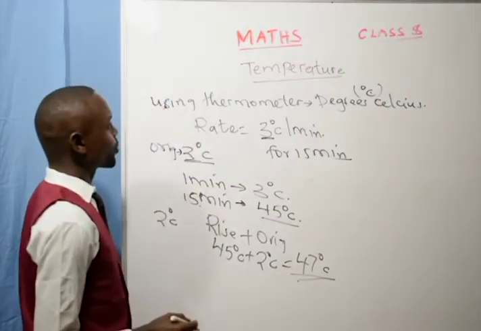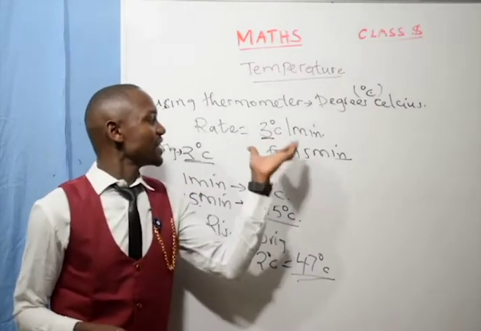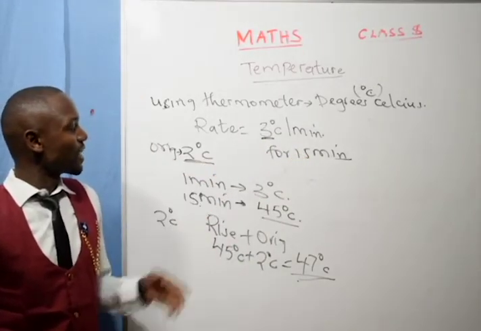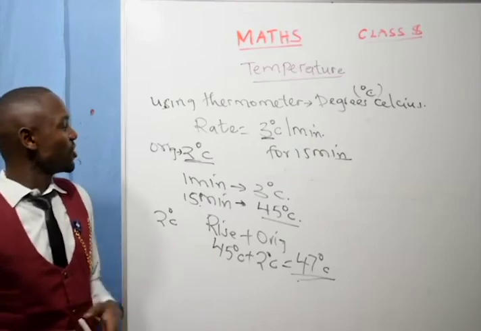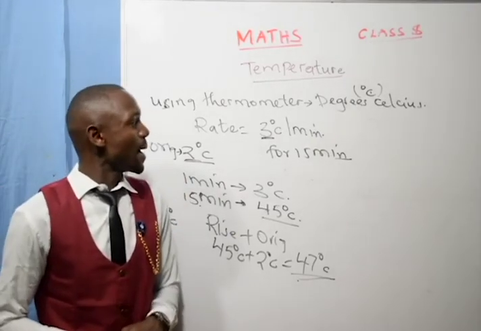That is how we work out questions involving temperature. When you are given the rate, that is how you work out, and I've shown you how to work out the original temperature and the final reading in case of negatives and positives.